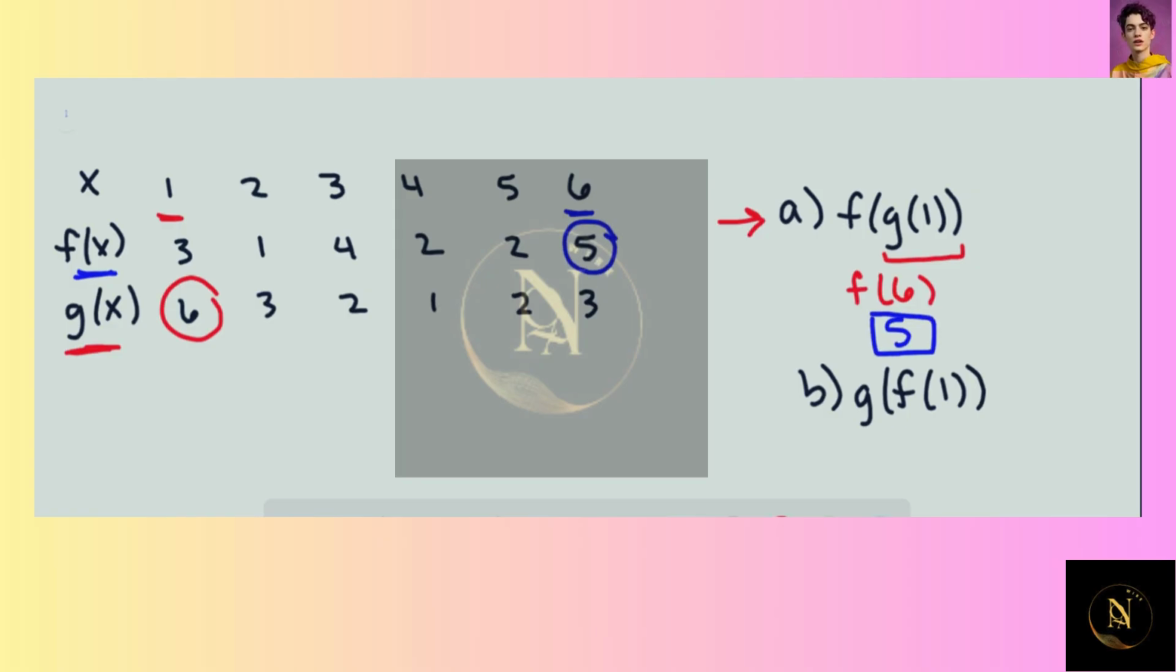Now let's find g of f of 1. So first let's find f of 1. So we use the 1 column and the f row, and we get f of 1 is 3. So now we're looking for g of 3. So we use the 3 column and the g row, and g of 3 is 2. So our answer is 2.